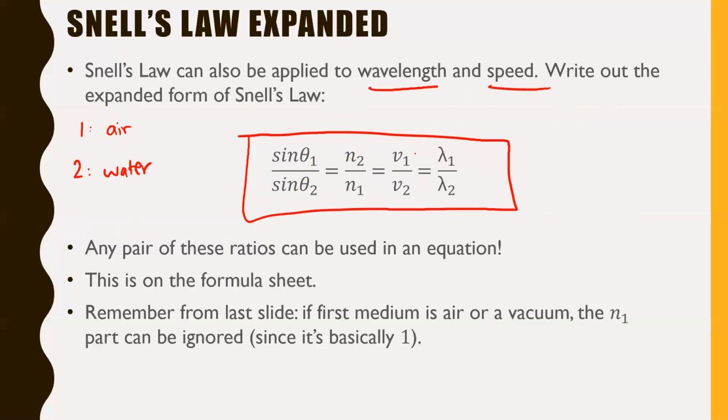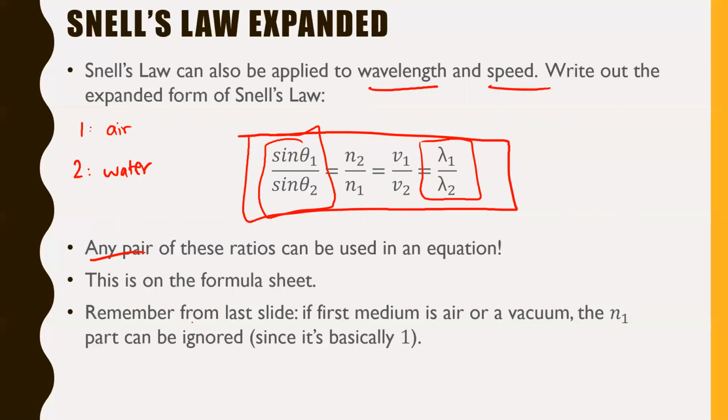v1 would be the velocity of your light wave in air, which is just the normal speed of light. v2 would be the velocity of your light wave in water. Theta 1 would be the wavelength of your wave in air, and theta 2 would be your wavelength of the light in water, right? So any pair of these ratios can be used in an equation. So you could say that this piece equals this piece, right? Or that this piece equals this piece, or whatever any other relation you can come up with. This is a very versatile giant formula here, right?